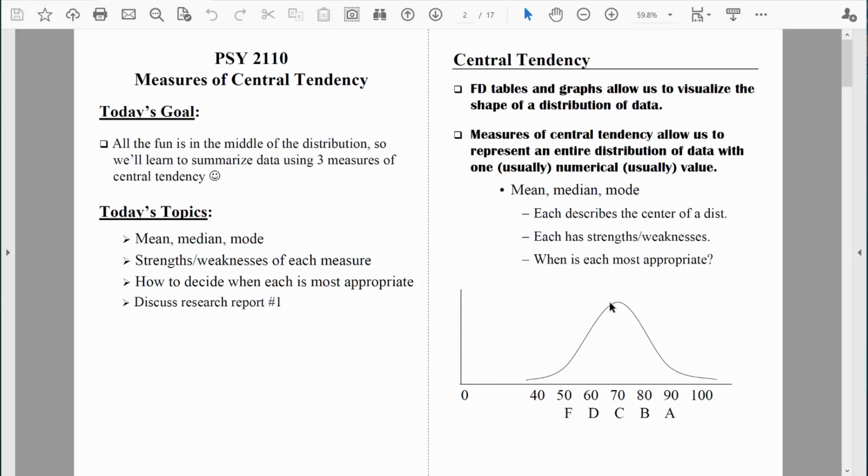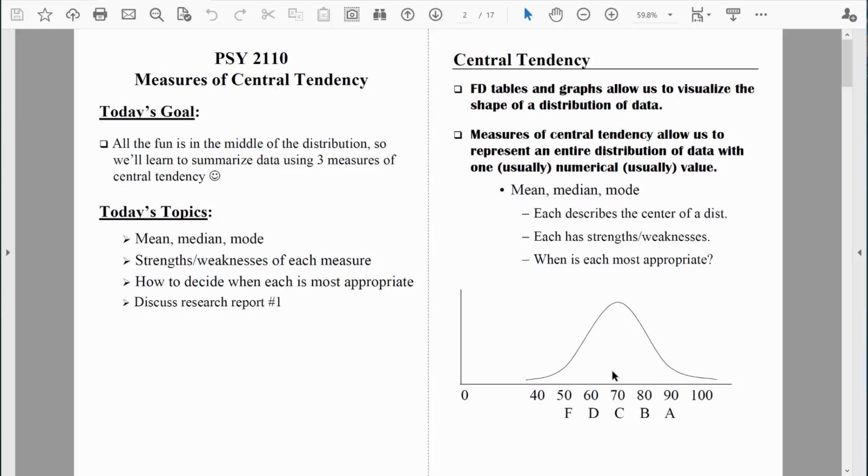So in this case, we had lots of students earning C's, far fewer students earning B's and A's, and far fewer students earning F's and D's. So most of the action is right around in here. Most of the students scored right around in here. And this is really the goal of central tendency. I want to be able to have one value, usually a number, to represent the entire distribution.